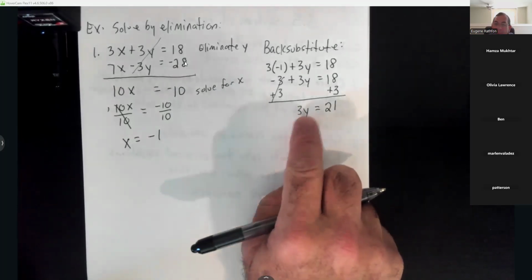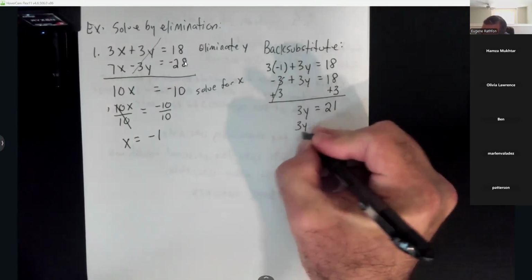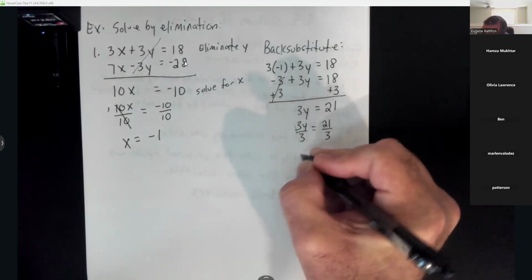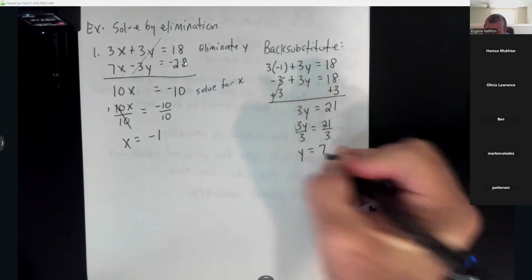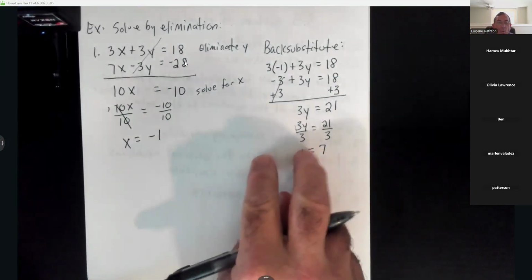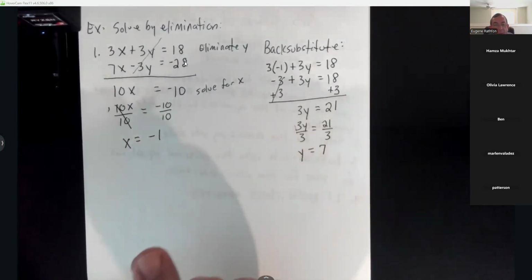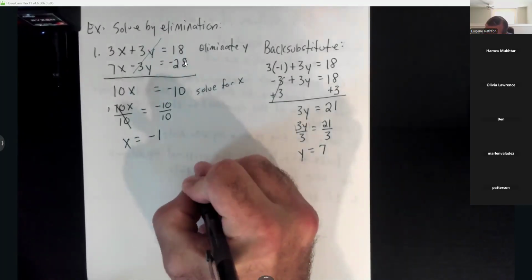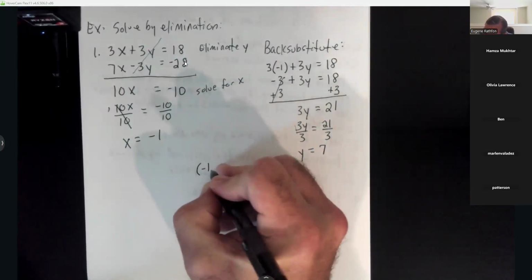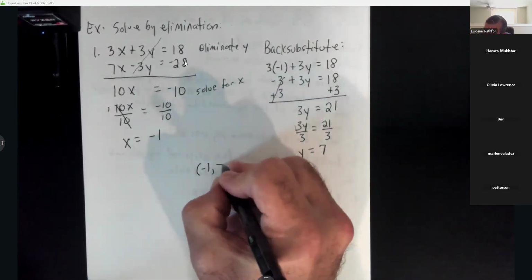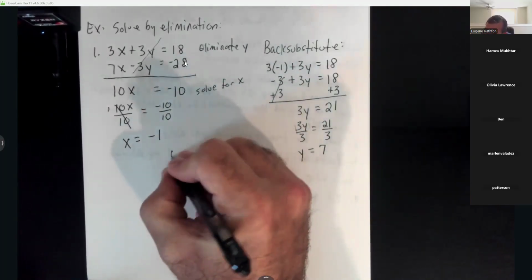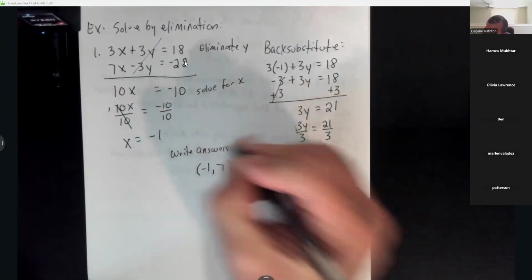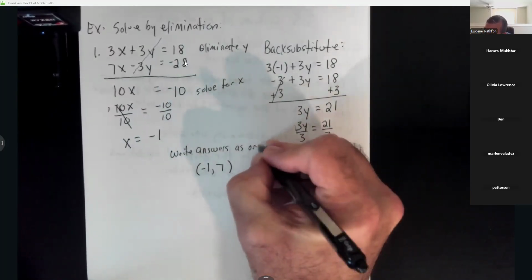And then, Hans, what you got? 7? Perfect, because I'm going to divide both sides by 3. So that gives me a 1y right there, and that equals 7. Now, when we write these answers, we got to write them as an ordered pair, like an x and a y. So this answer would be negative 1 for the x, and then 7 for the y. So write answers as ordered pairs.